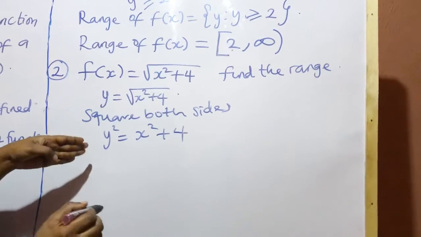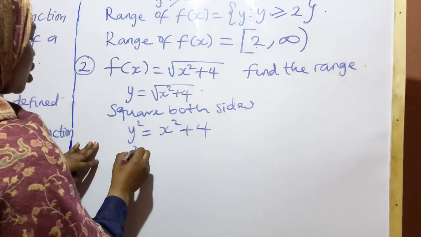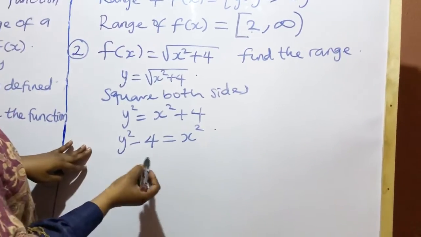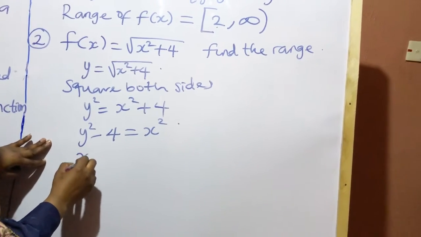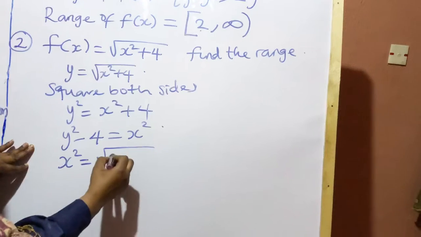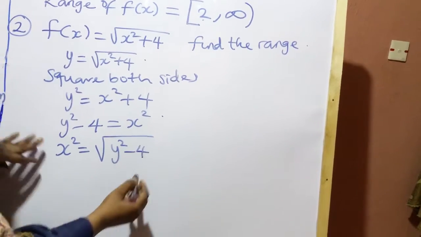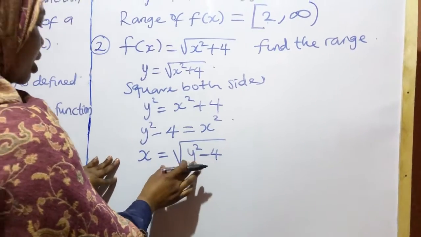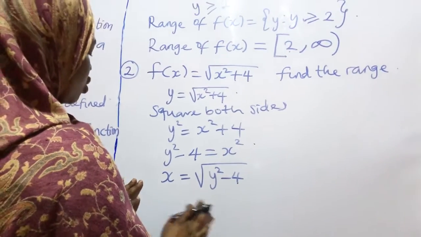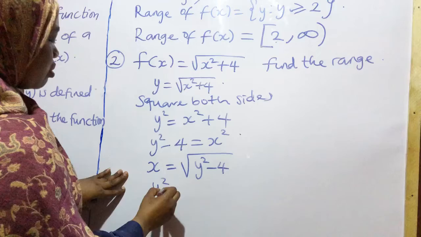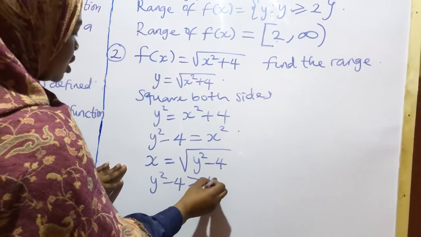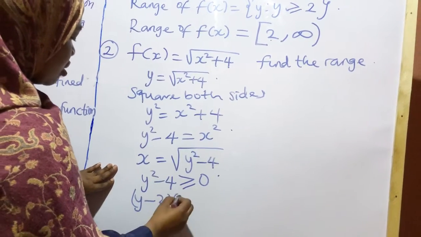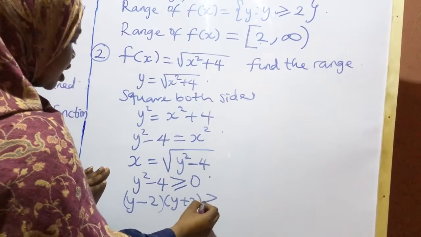So we need to make x the subject of the formula. So we have y squared minus 4 is equal to x squared. Now take square root of both sides. We have x is equal to square root of y squared minus 4. So for this expression to be defined, that means y squared minus 4 must be greater than or equal to 0. So y minus 2, this is the difference of two squares, multiplied by y plus 2 must be greater than or equal to 0.